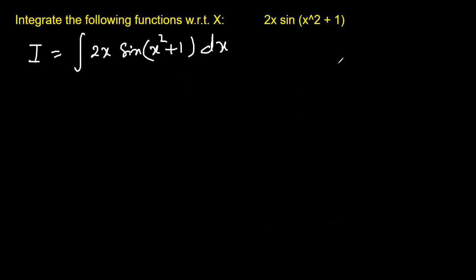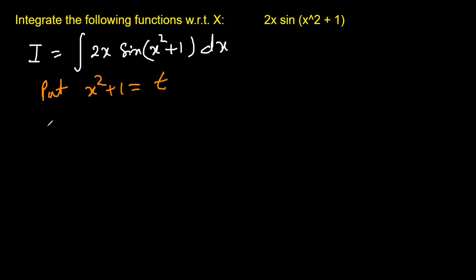Whenever you substitute, we normally substitute a function whose derivative is also given. If you look here carefully, you find this function is x squared plus 1. Consider this function. Its derivative is 2x. So that gives us a hint that we should put x squared plus 1 as t.